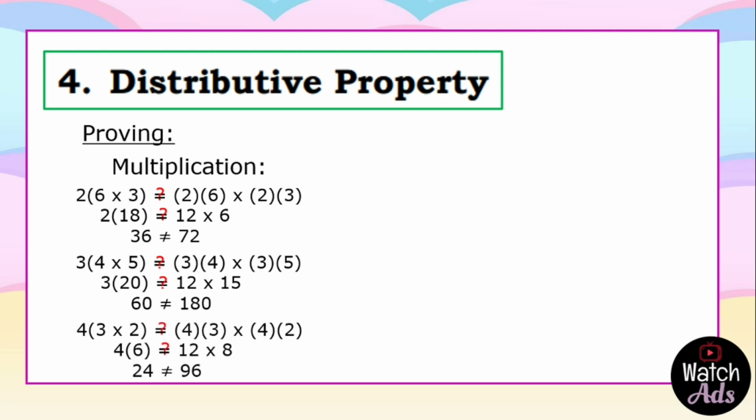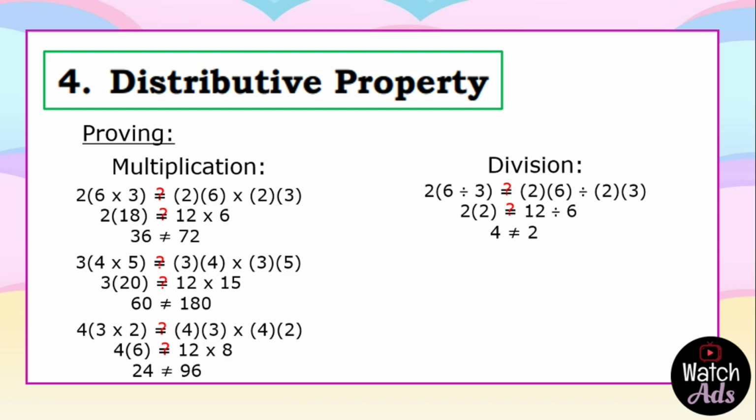And in our last example, we are trying to prove if the distributive property is not applicable in multiplication. Our final answer is 24 and 96. That does not apply in multiplication. Now for our conclusion, the distributive property is not applicable in multiplication. Now let's try in division.